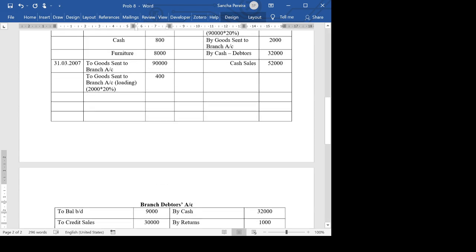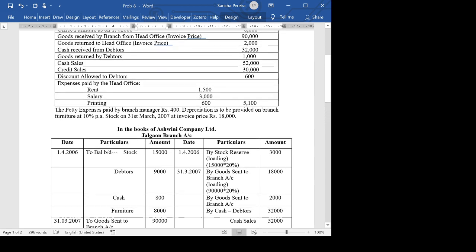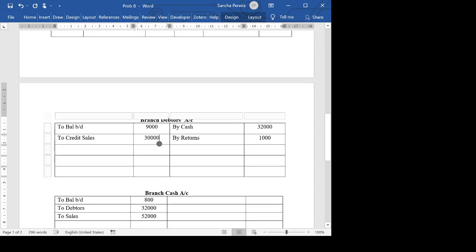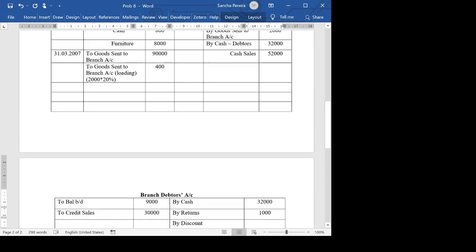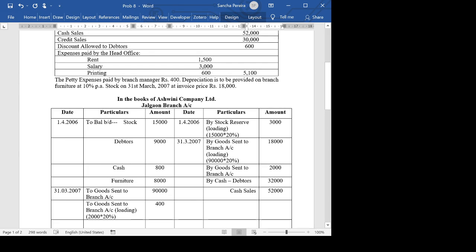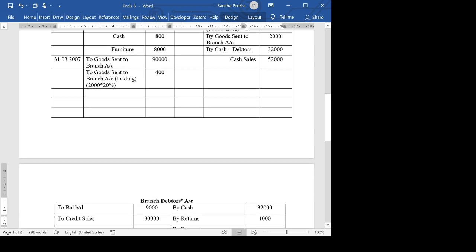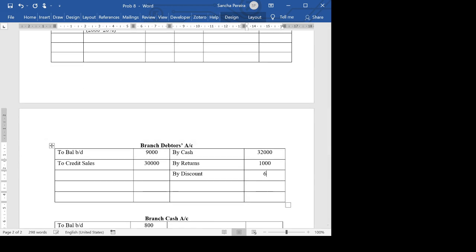Then we have discount allowed to debtors, 600. So discount again is an expense because you're giving a discount. Discount is an expense, so discount will be debited. Who are you giving it to? Your debtors. So discount account debit to debtors account. So in the debtors account it will be by discount, the amount is 600.